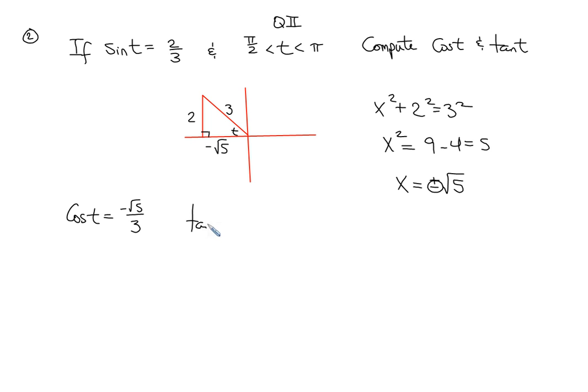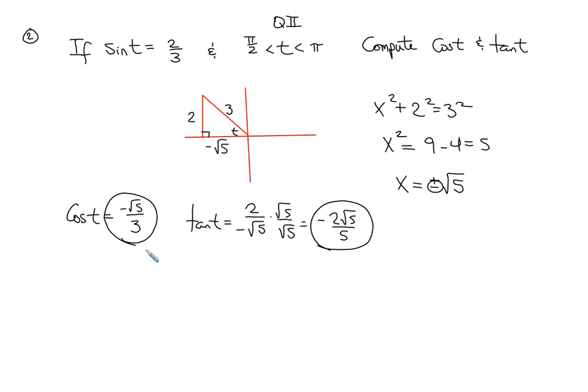We're also going to do tangent of t. We know tangent is opposite over adjacent. We have to rationalize our denominator. And again, we get the same answer, negative 2 square root of 5 over 5. So this is another way of doing this problem.